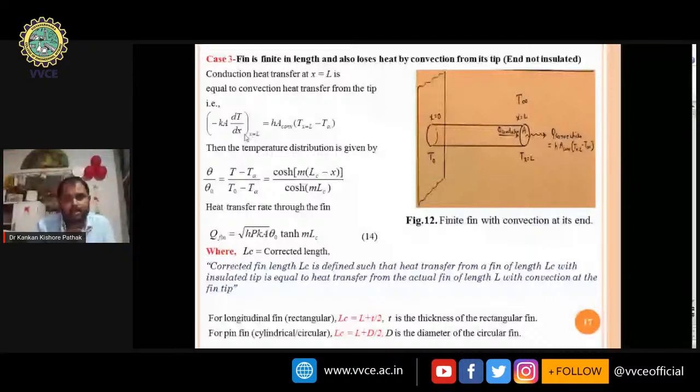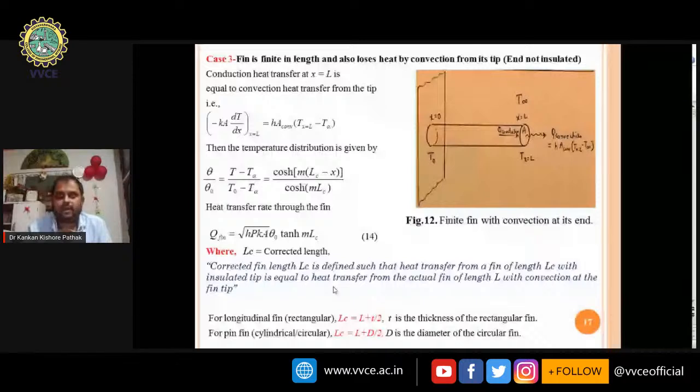Now the temperature distribution can also be given by this equation. Heat transfer rate through the fin is also given by equation number 14. But we can see that instead of L as in the other cases, here it is Lc. Lc is the corrected length. Lc is defined such that the heat transfer from a fin of length Lc with an insulated tip is equal to the heat transfer from the actual fin of length L with convection at the fin tip.